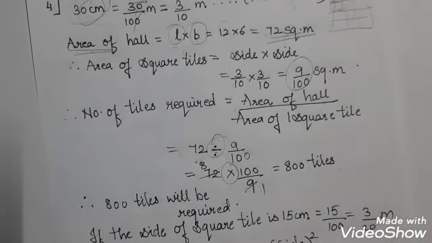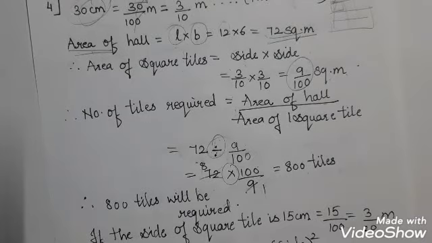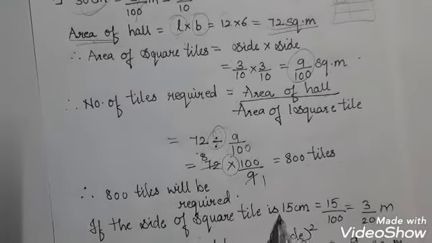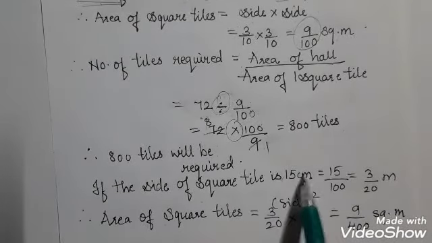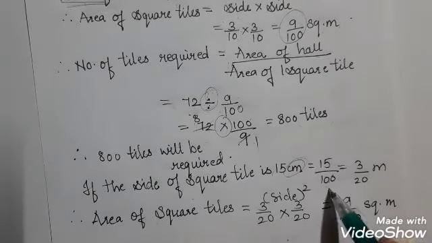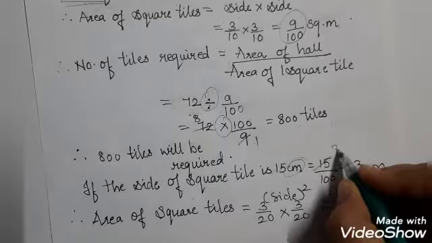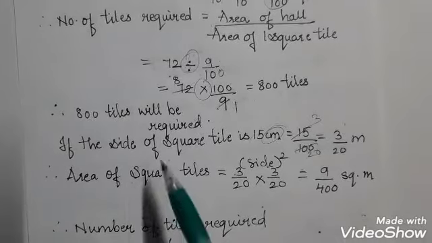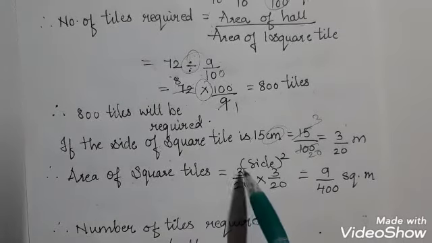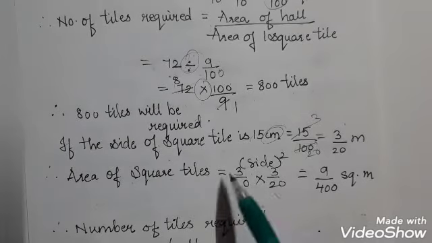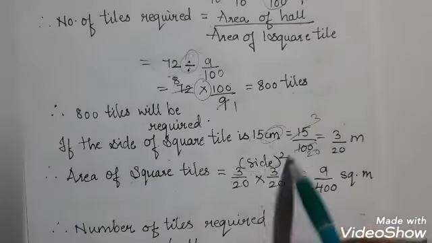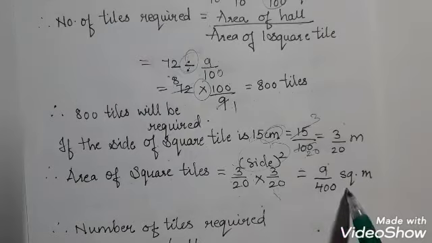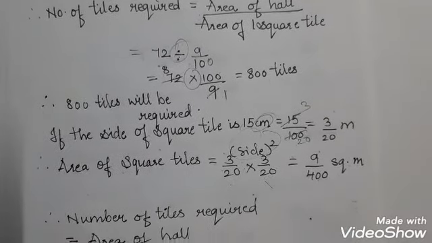Okay. Now, how many would be required if tiles of side 15 centimeter were used? Now, the side of a square is given to us as 15 centimeter. Again, centimeter I will convert into meters. So, 15 upon 100, right? 5 threes are 15, 5 twenties are 100. So, that is 3 upon 20 meters. Now find the area of this square tile, which is side square. 3 upon 20 into 3 upon 20. 3 threes are 9, 2 twos are 4, and 2 zeros. That is 9 upon 400 square meter.